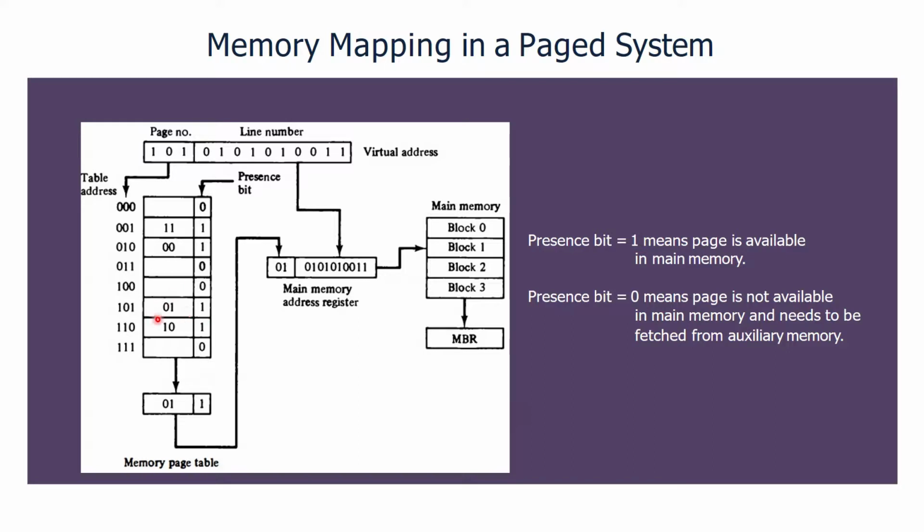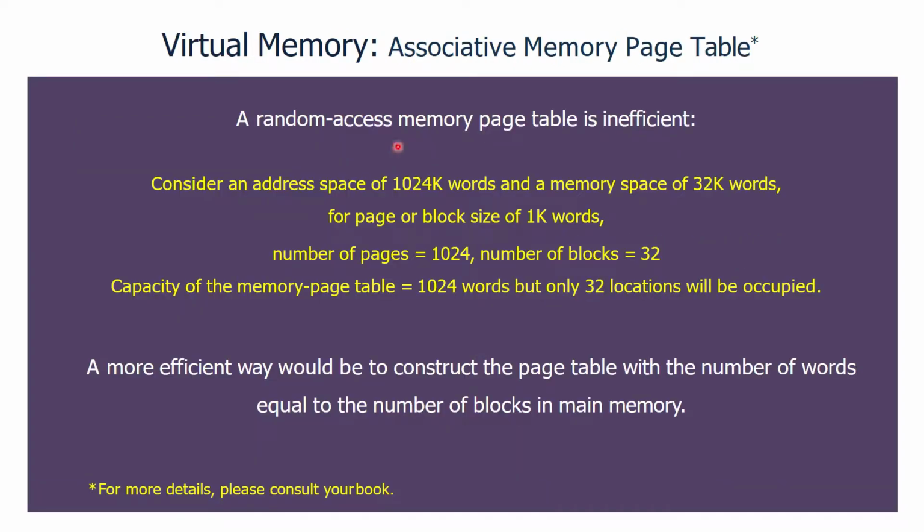Okay, then this 01 is passed on, the line number is copied here, and we can shift all of the data from the main memory address register into block 1, and finally it is sent to the MBR, which is the memory buffer register. Okay, let's go ahead. So what is virtual memory, associative memory, page table?